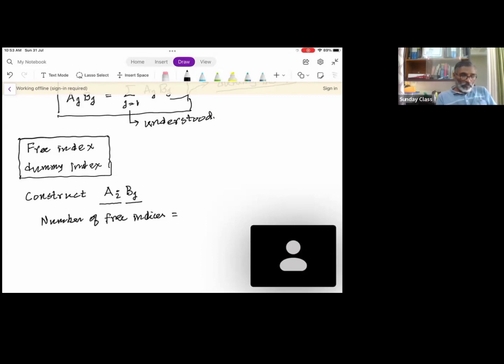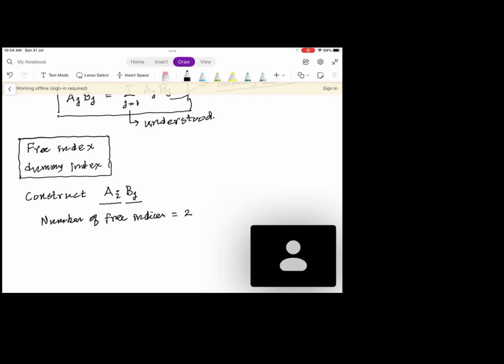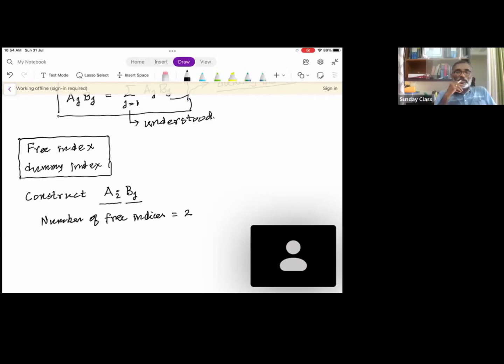The number of free indices for this quantity is what? Both are free, right? i is also a free index, j is also a free index. So the number of free indices is 2. That means each index is free to take values from 1 to N. So i can take values 1, 2, up to N, and j also can take values 1, 2, up to N.